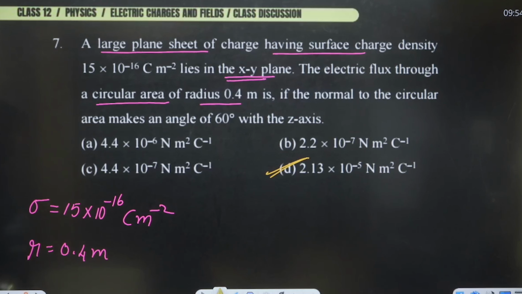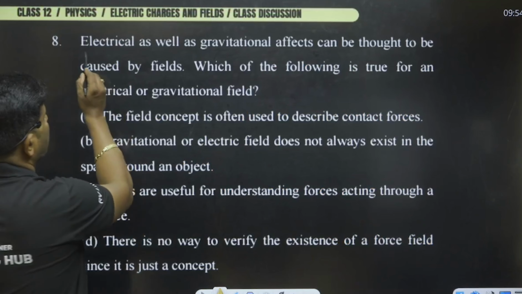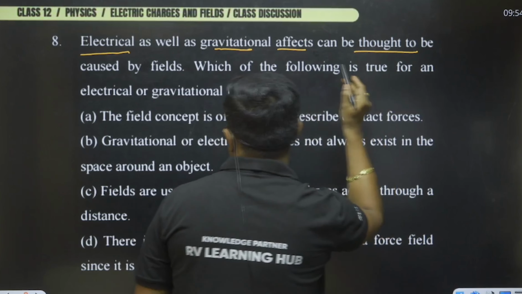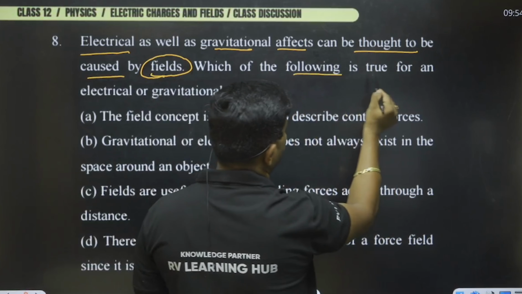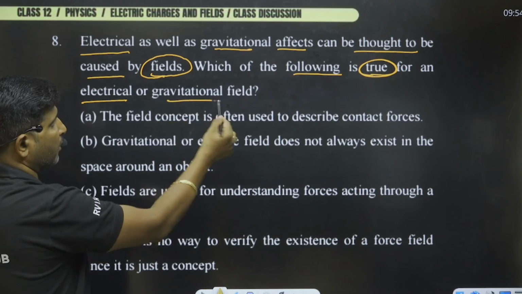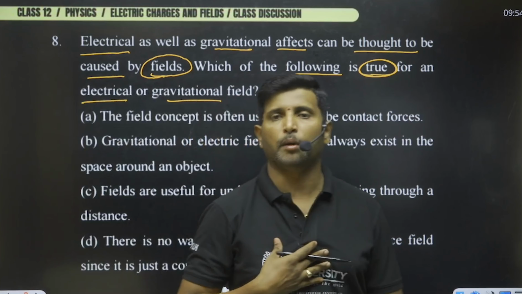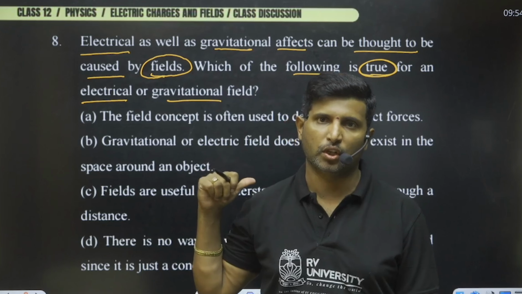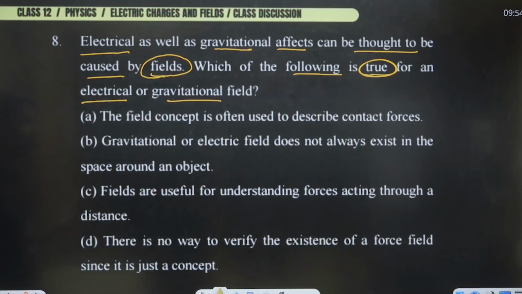What have they given to you? Please read it, ma. Electrical as well as gravitational effects can be thought to be caused by the fields. Which of the following is true for electrical or gravitational field? That means we have to remember the properties of the electric field and gravitational field to answer this question. I have already explained the properties in the respective chapters.